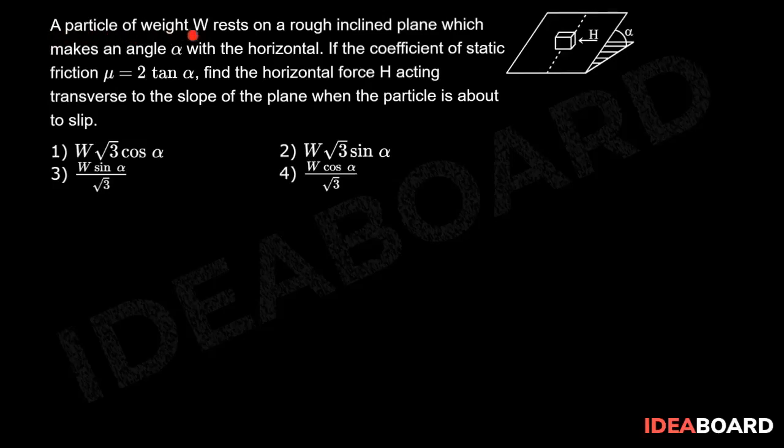A particle of weight W rests on a rough inclined plane which makes an angle alpha with the horizontal. If the coefficient of static friction mu is equal to 2 tan alpha, find the horizontal force H acting transverse to the slope of the plane when the particle is about to slip.